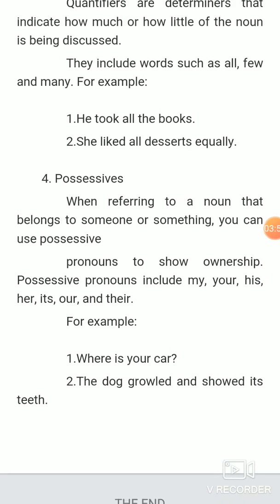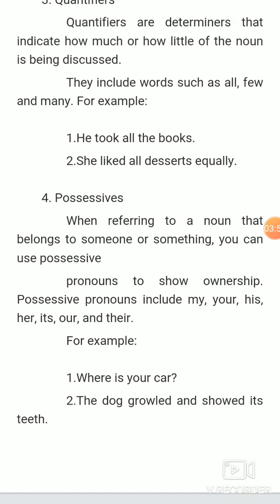And last one is possessives. When referring to a noun that belongs to someone or something, you can use possessive pronouns to show ownership. Possessive pronouns include my, your, his, her, its, our, and their. These are the words used for possessive pronouns. Here are some examples. Number 1, where is your car? Number 2, the dog growled and showed its teeth. The words here in both the examples are "your" and "its".